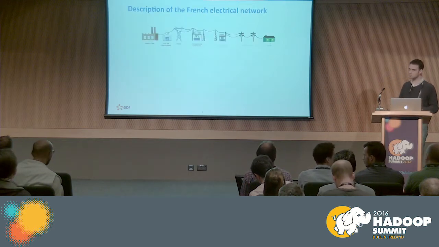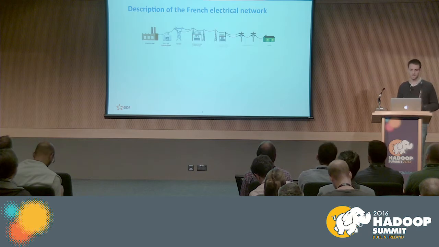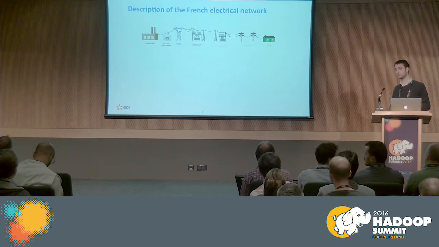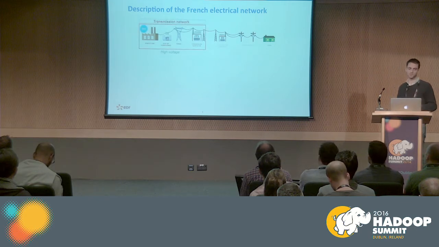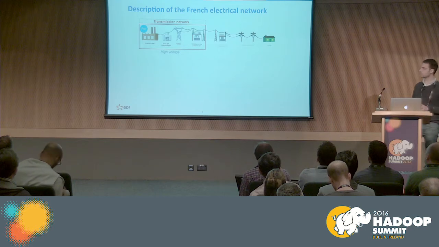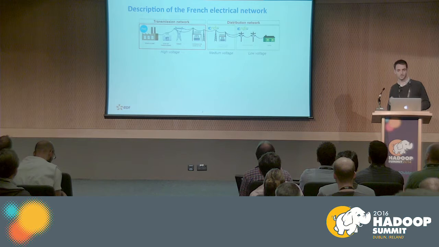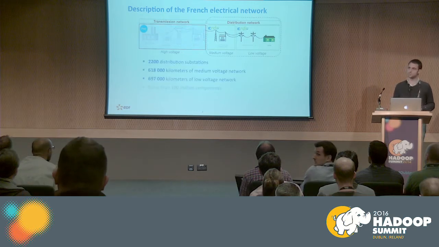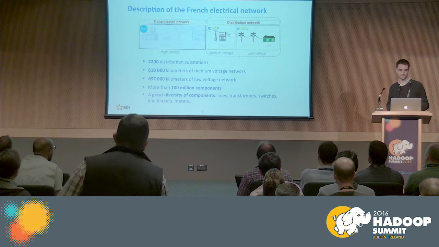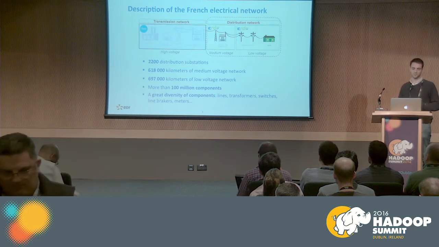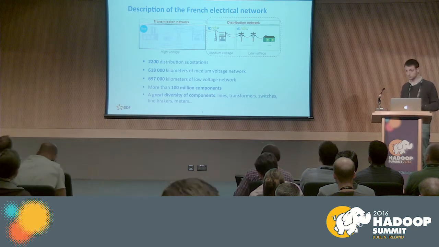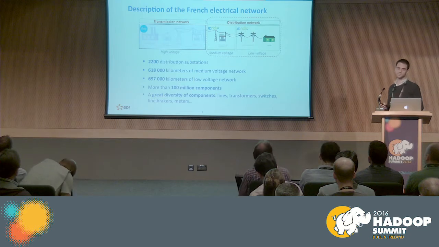Okay, so here you can observe a very simplified view of the electrical network. Basically, the electrical network is divided into two main parts. The first one is a transmission network carrying electricity from power plants to local endpoints called distribution substations. The second one is a distribution network in charge of dispatching electricity toward final clients. For the purpose of this study, we put the focus on the distribution network only. As you can see, the distribution network is itself divided into two subparts, which are medium and low voltage.